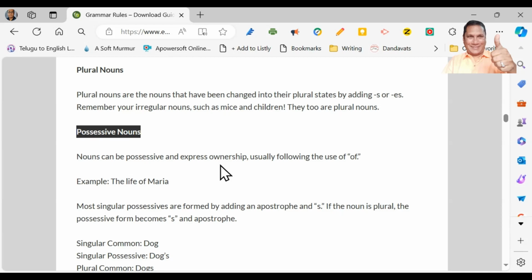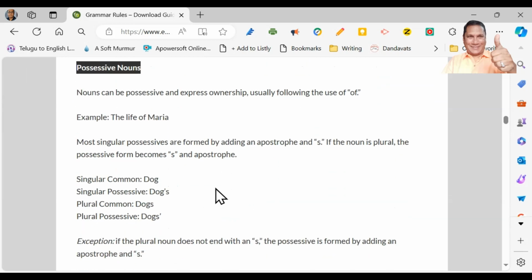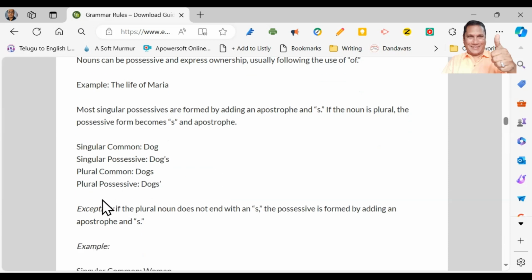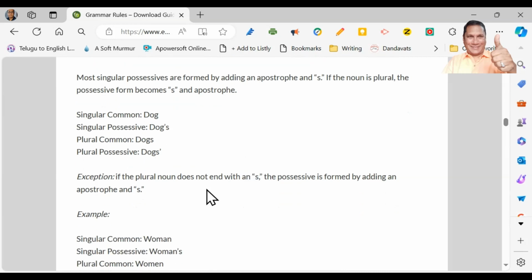Here we can see singular common noun is dog, singular possessive is dog's. And for the dog, what is the plural? Dogs. And what is the plural possessive here? Dogs', and after the s, we have to keep an apostrophe. This is a very important thing we often forget. Please keep this in mind.